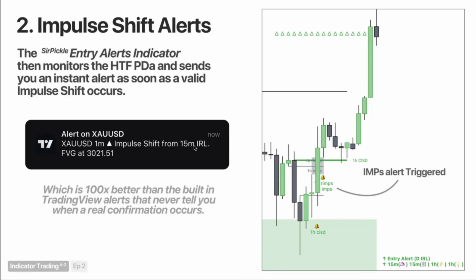Which is 100 times better than the built-in TradingView alerts that never tell you when a real confirmation occurs. Only tells you when a certain level has been hit. So you have no excuse to miss trades any longer. And on the chart, it would look like this.